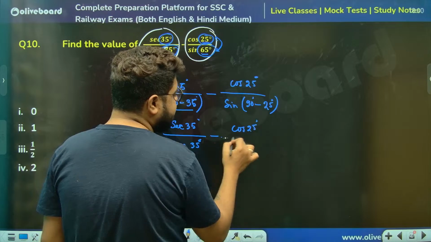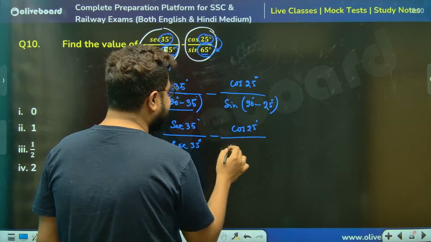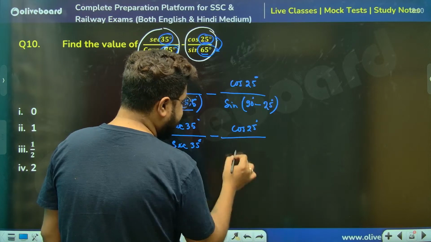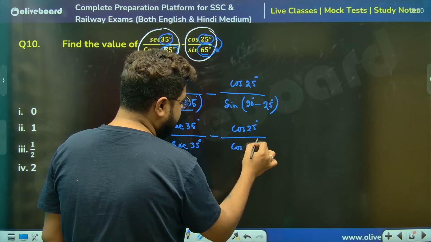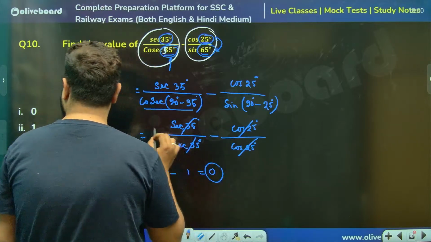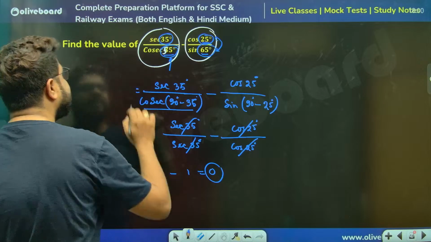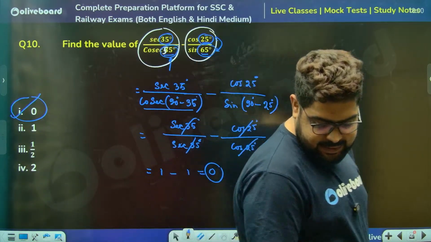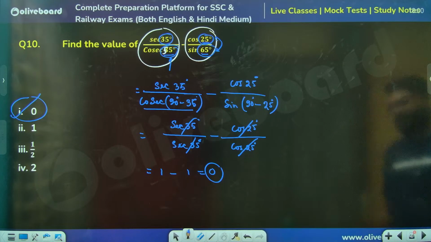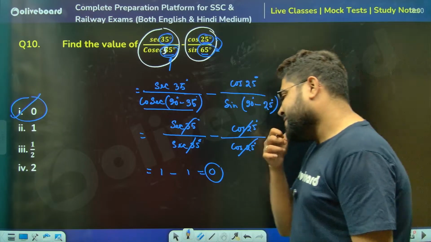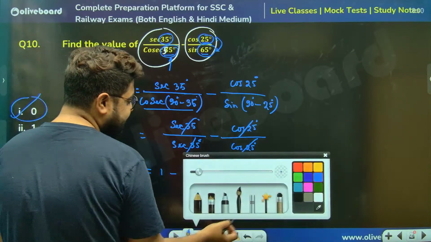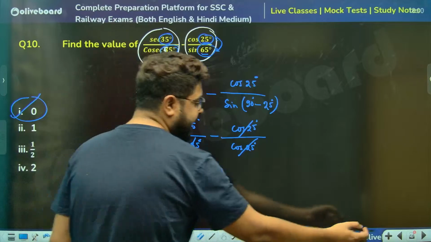These questions, when we skip all these steps, mistakes happen while writing. Sin becomes cos 25. Gone. It is 1 minus 1, that is 0, sir. 1 minus 1, 0. Option number 1, right? Yes. 0, 0, 0, 0. So many zeros. The problem in these questions is that you don't write, and then mistakes happen, sir. Next one, sir.